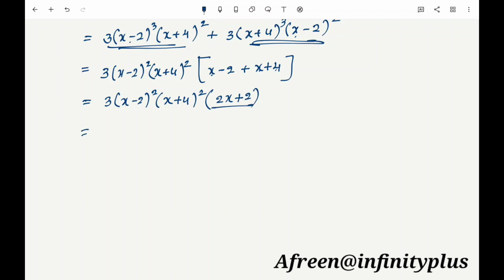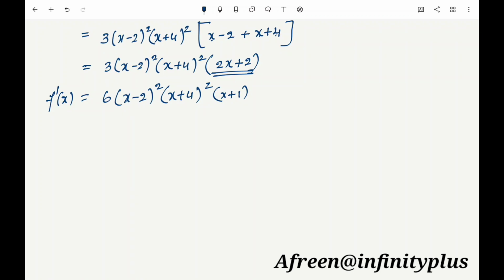Now you can again take 2 common from these two. So you will get 2 threes are 6, which is (x minus 2) whole square, (x plus 4) whole square into, as you have already taken 2 common, what will you get? x plus 1. So f dash of x, you have got it as 6 times (x minus 2) whole square, (x plus 4) whole square into (x plus 1).